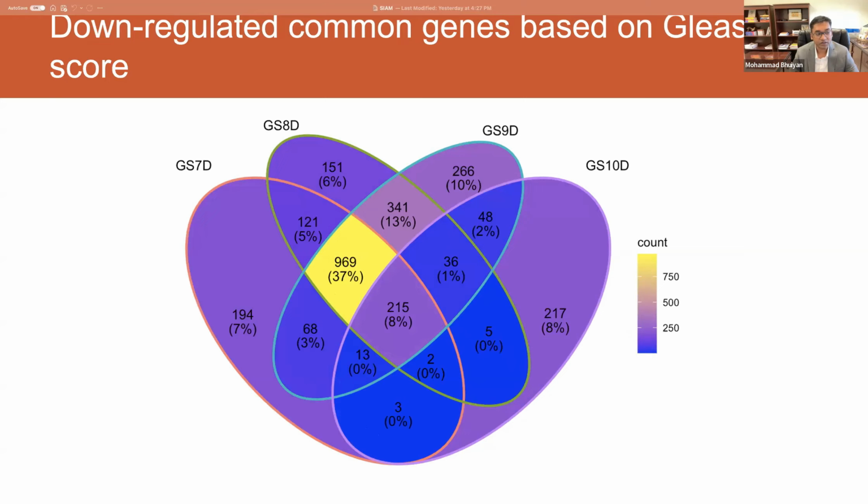so this is the second one, called downregulated. So for these downregulated genes, you can see those are for Gleason score 7, 8, 9, and 10. So how many genes are actually downregulated and in common? So 215, 8% of the genes, they're common in all those 4 Gleason scores.